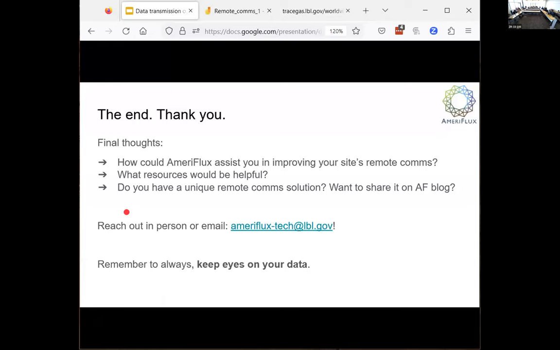We on the tech team see ourselves as a resource for the community, so we're always looking for better ways to assist the AmeriFlux community. If you've got ideas for how we can help in either improving or establishing remote communications for your site, please reach out to us. If you have ideas for resources that you think would be helpful, let us know. Also, if you've done something really cool, really unique, and you want to share it on our blog, we would love to put this out there, because we think the community is stronger as a whole, and other sites can learn from what you've done. Reach out to us or write it up, send it to us, and we'll post it on the AmeriFlux webpage.